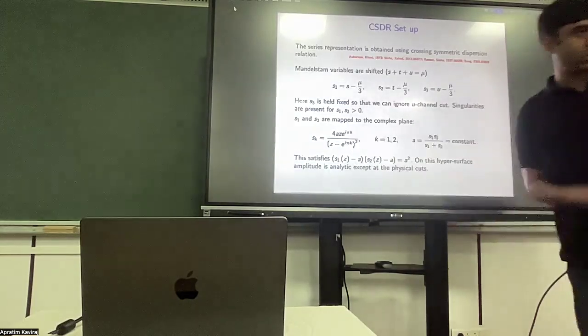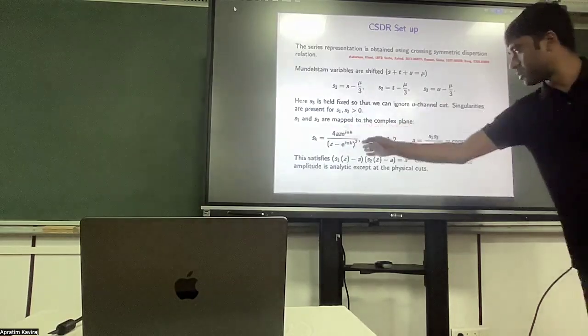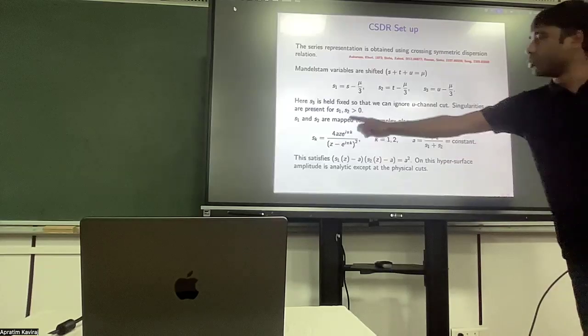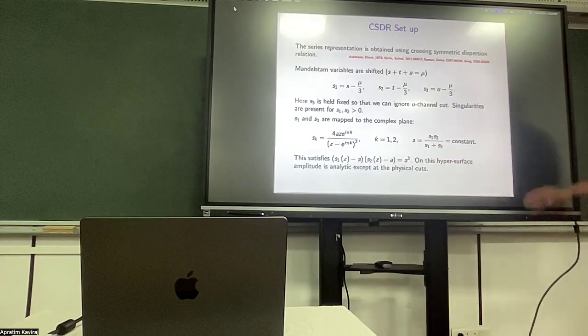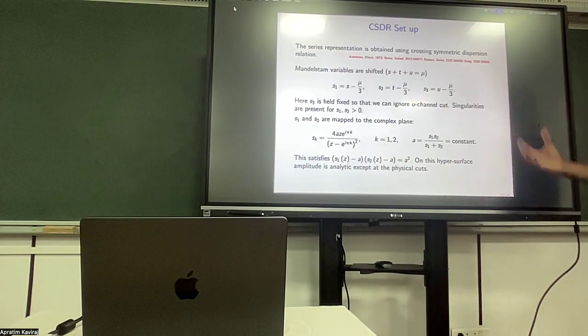So this Z is a variable of the complex plane, and we map S1, S2 by this. And here A is a constant, and A can be worked out. Like if we know S1, S2 like this, then A is worked out. And basically this gives an equation of a hypersurface, a conic equation. And on that hypersurface, we are studying the analytic properties of the amplitude. So basically, we are bringing the singularities of the amplitude to that complex plane.